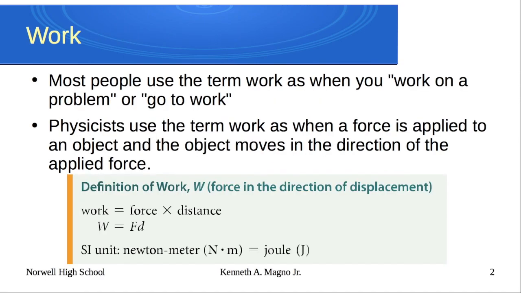So when most people use the term work, you think of working on a problem, going to work. That's more the colloquial sense of the term. But in physics, the scientific term work is when we apply a force to some object, and then that object moves in the direction that that force was applied. So work, in simplest definition, is force times a distance. And the unit for force times a distance, newtons times a meter, is going to be known as a joule. And we're going to denote that with a capital J.